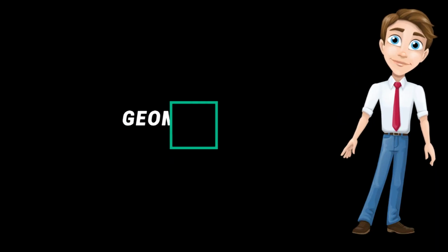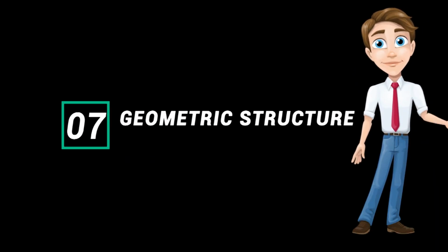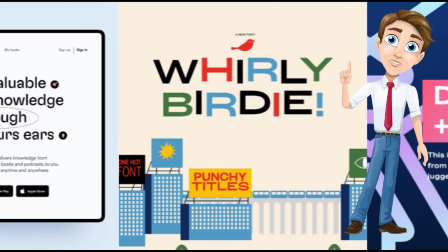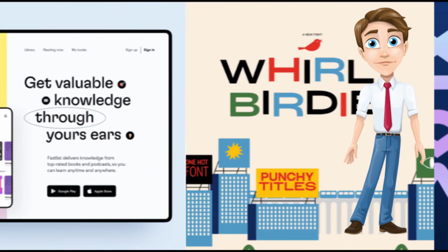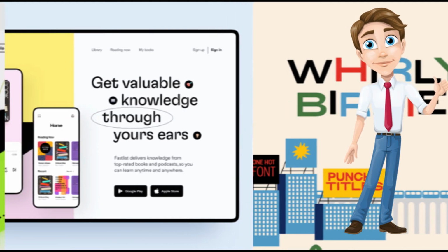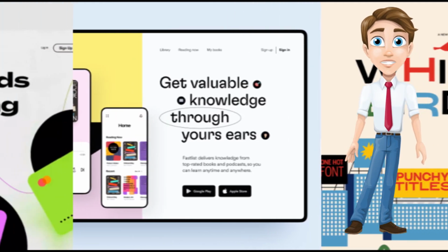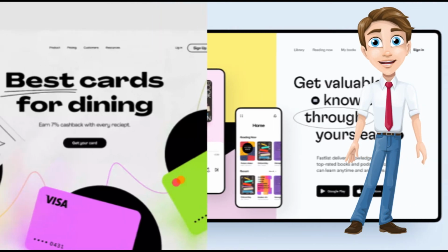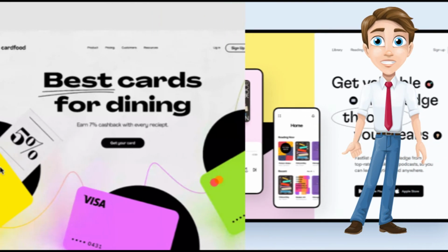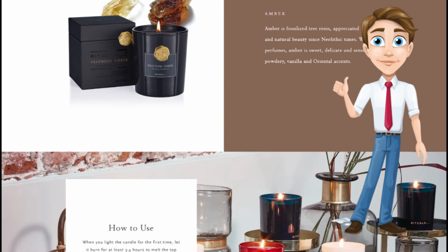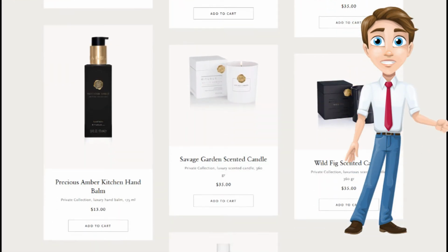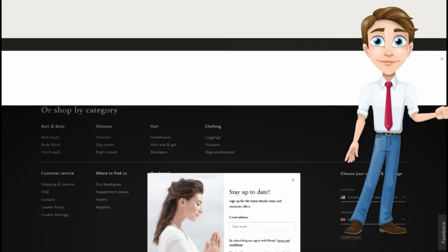7. Geometric structure. I'm seeing more and more designs that have a very tidy, conservative visual structure. It makes the information look really sorted out. One of the most beautiful examples of geometric structure of the interface is Ritual's website. Such a pleasure to use and look at. Also, love the simple but enjoyable animations.